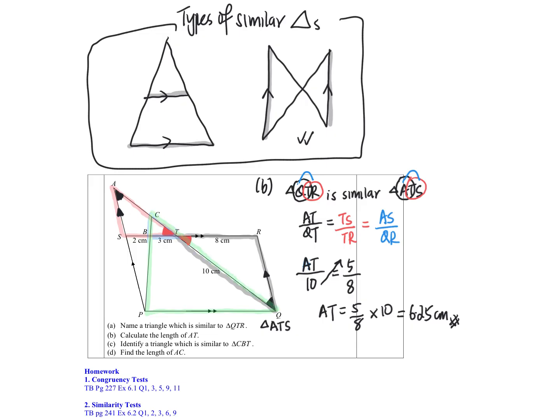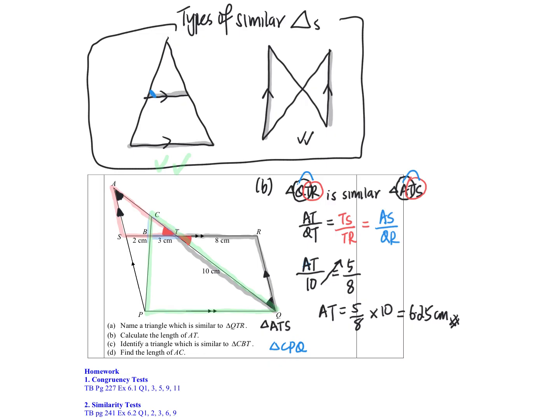So now we are looking at case 1. Okay? So that means CBT must be similar to CPQ, the bigger one. This one? Yes. Why can't it be AST? Because I don't have a parallel line to prove that I have one more angle that is the same. Yeah. So CPQ.